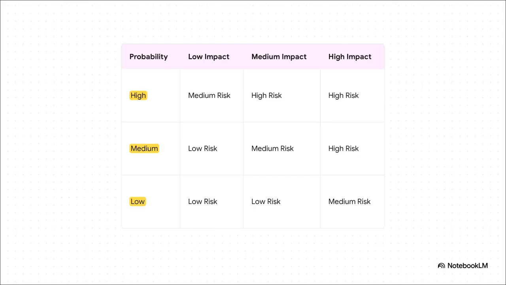To assess those risks, teams use a simple tool like this matrix. You just plot how likely a risk is to happen against how bad it would be if it did. It instantly helps you prioritize. Anything that lands in that top right corner, high probability, high impact, that's your red zone. That's what you need to deal with right now.